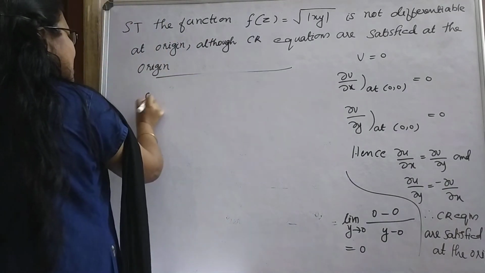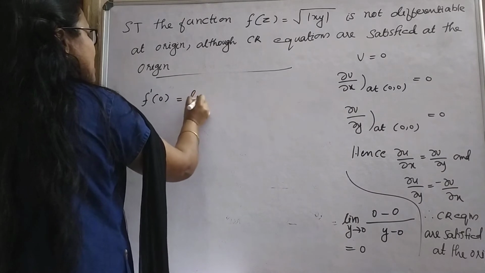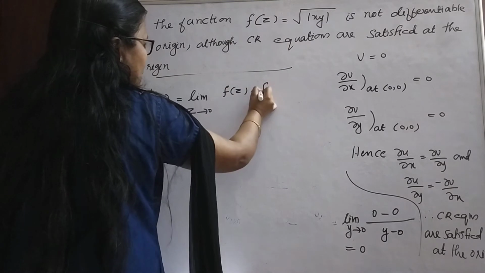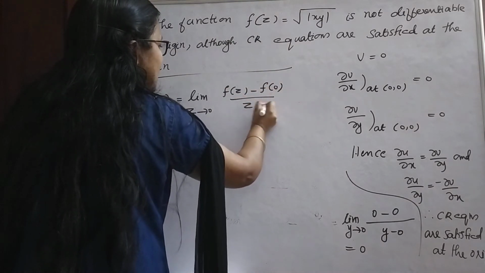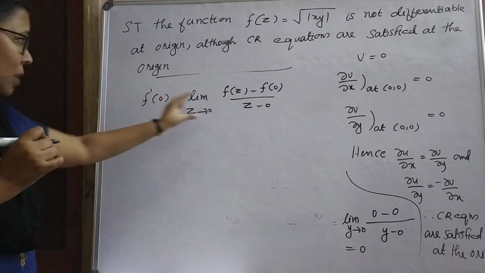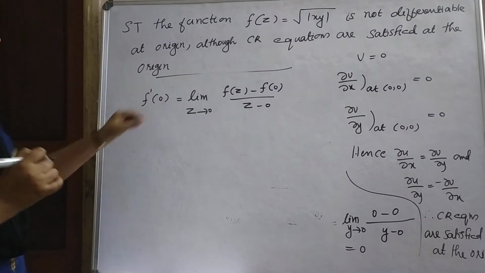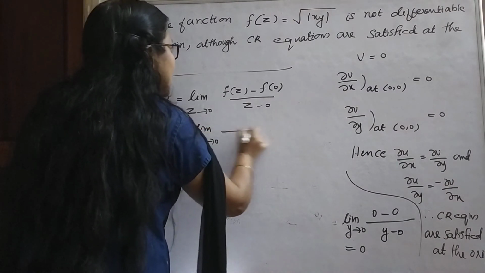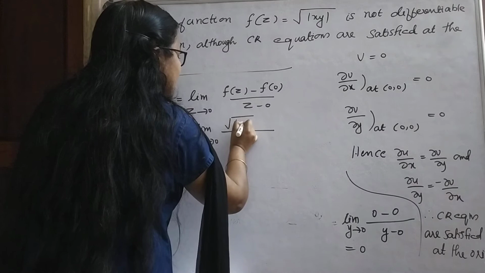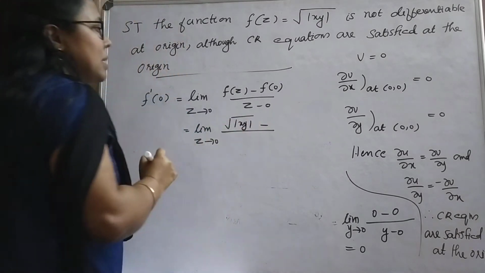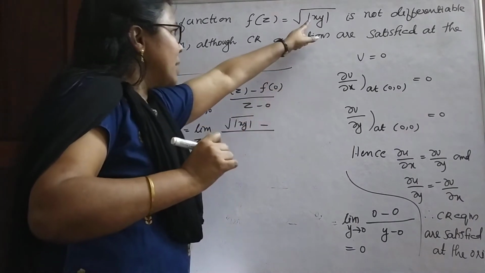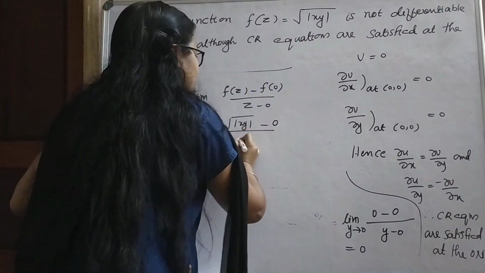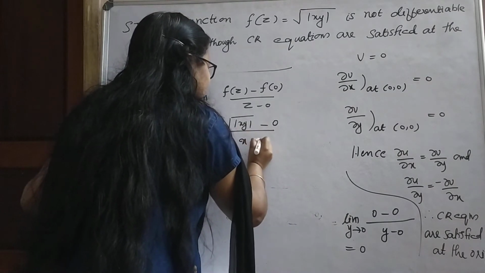We have to find f dash 0. F dash 0 is limit z tending to 0 f of z minus f of 0 by z minus 0, which is the formula for derivative of f at 0. Here f of z is root mod xy, minus f of 0, which is when x equal to 0 and y equal to 0, f of 0 equal to 0. Z is x plus iy.